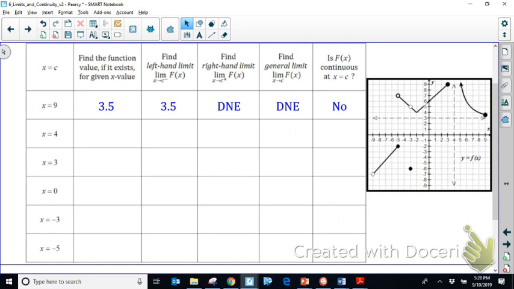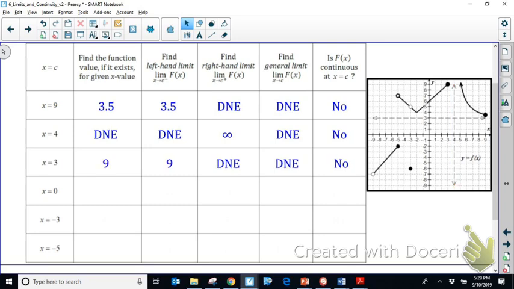Moving on to when x is equal to 4, that is this part right here. This is where I have my vertical asymptote when x is equal to 4. So there is no value that's going to be there. The left-hand limit doesn't exist because it doesn't reach 4. It stops at the 3. And the right-hand limit would go up towards positive infinity. The left and right-hand limits don't match, so there is no general limit.